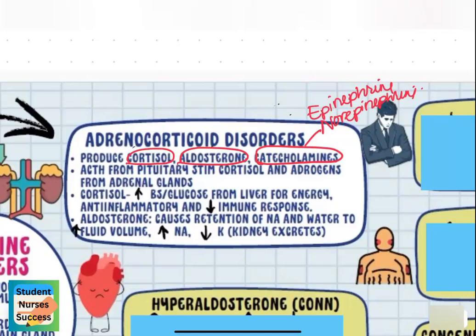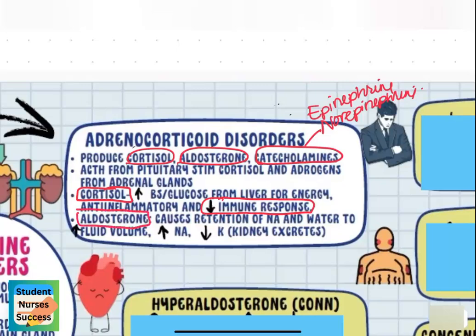So when your cortisol levels go down, your pituitary gland senses that and releases ACTH to stimulate those adrenal glands to make more. Now, remember what cortisol does for you. Cortisol is important in increasing blood sugar and glucose release from the liver for energy in fight or flight. It's also anti-inflammatory. However, when you're putting out high amounts of cortisol long-term, it can result in decreased immune response.